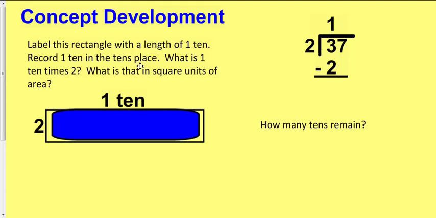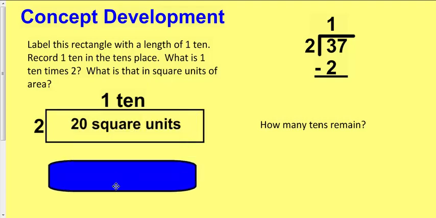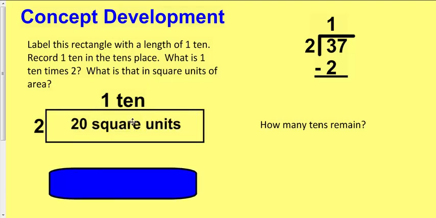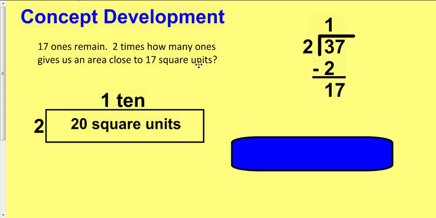So you're going to label this rectangle 10. And then inside of it, I want you to put 20 square units, because 10 times 2 is 20. So if you notice, then we're going to go ahead and continue our long division. 1 times 2 is 2, and that would leave a remainder of 1 ten and 7 ones, which would look like this. Okay? So now we're going to think to ourselves, how many times does 2 go into 17? Just like we do when we do long division.